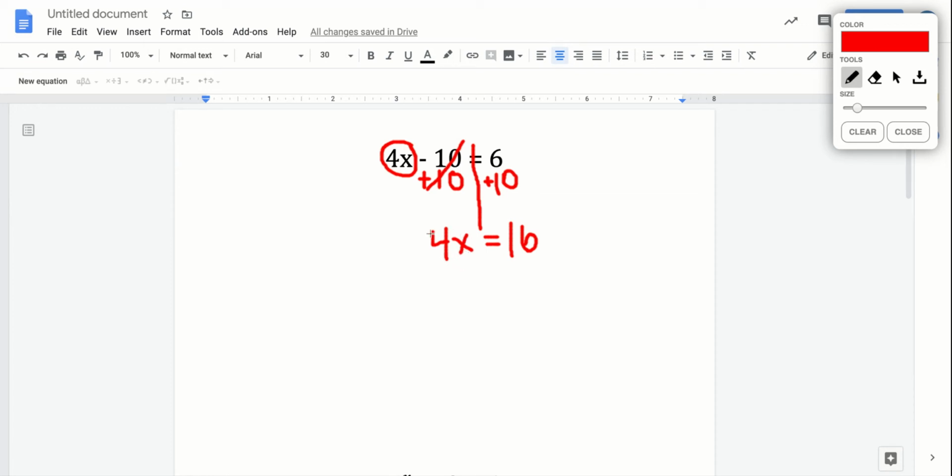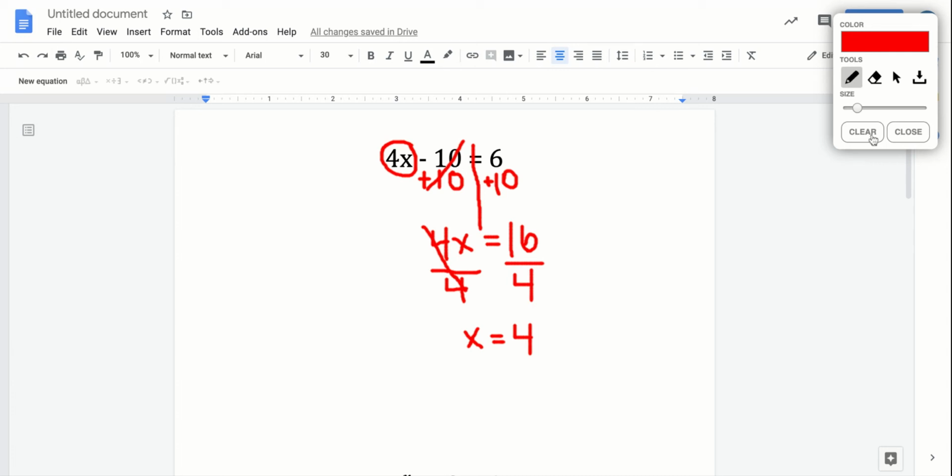Okay, I know when two things are right next to each other, that's multiplication. So I'm going to use division, which is the inverse operation. I'm going to divide by 4 to get x by itself. These 4s will cancel. I'm left with x equals, I know that 16 divided by 4 is 4. Okay, so that is how to complete that problem.